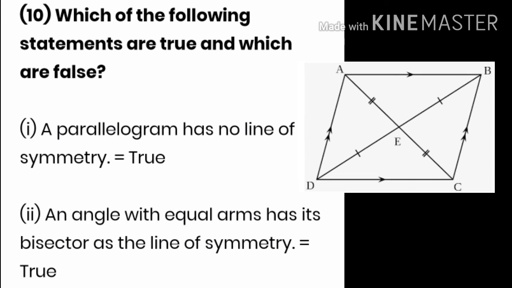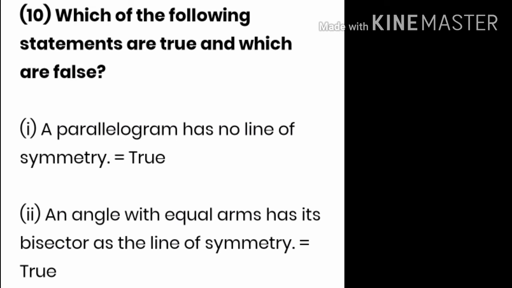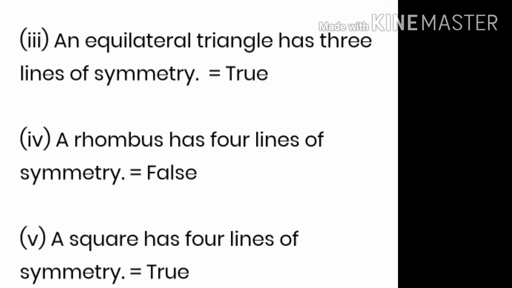Question number 10. Which of the following statements are true and which are false? A parallelogram has no line of symmetry. It is true. When you fold it, you will see that it is an asymmetrical figure. An angle with equal arms has its bisector as the line of symmetry. True. This statement is true. We have seen this. An equilateral triangle has 3 lines of symmetry.